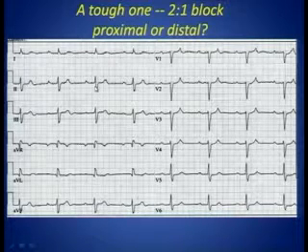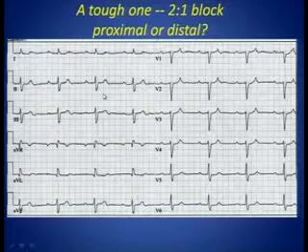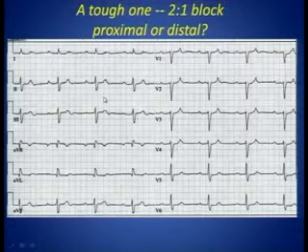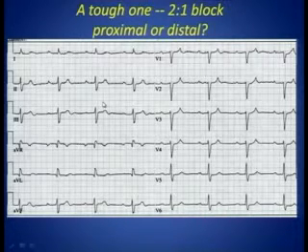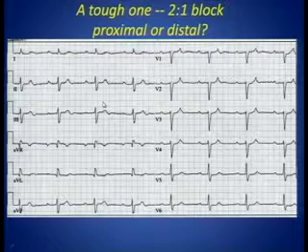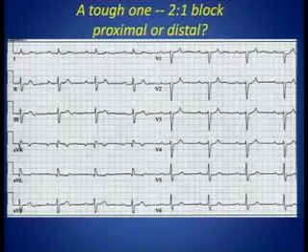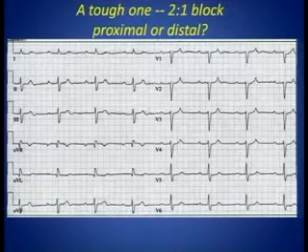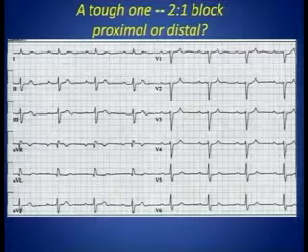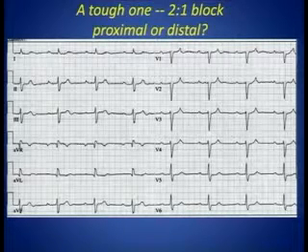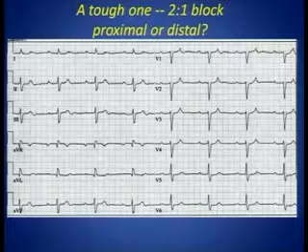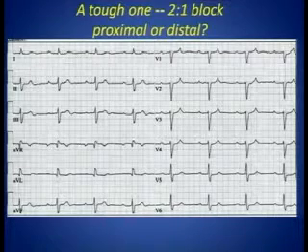It's about 320 milliseconds. If you think about it, distal block should never have such a long PR interval, because this delay would all have to be below the His, and you never see HV intervals of 200 and something. So this is probably proximal block, even though the QRS is wide-ish.